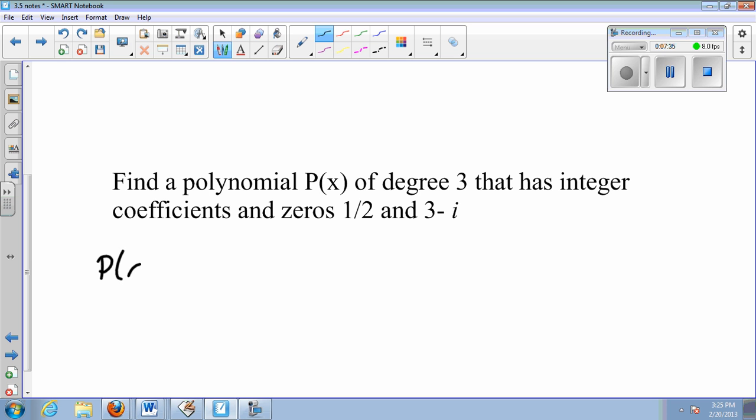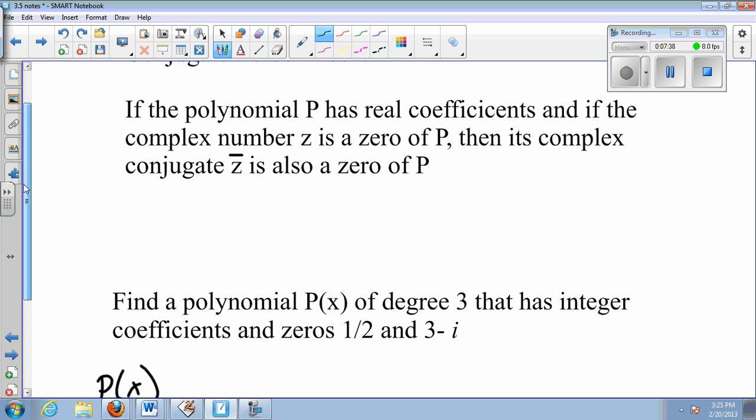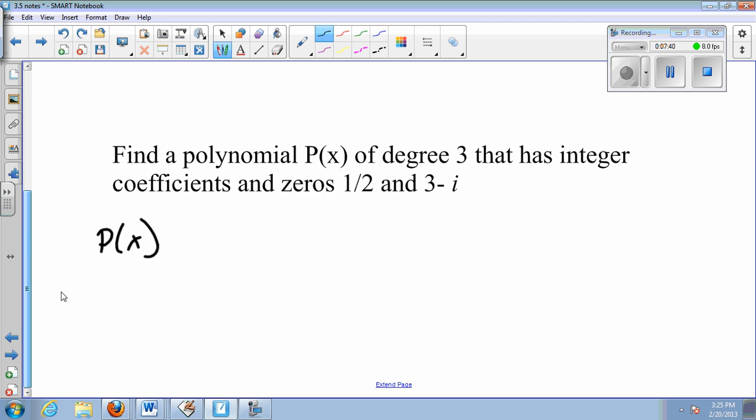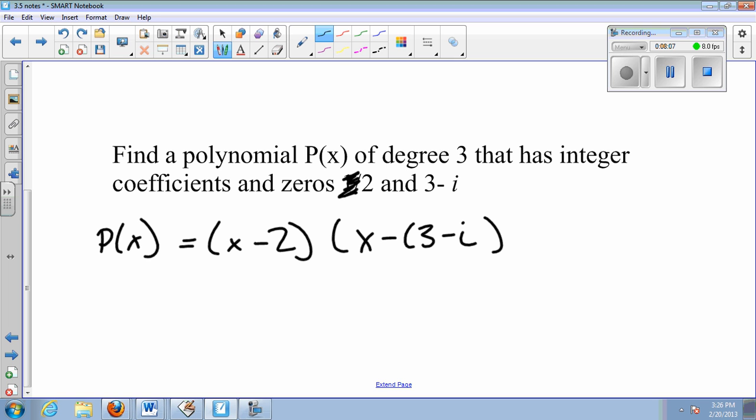So, we get p of x, and we have 3 zeros. One of them is going to be x. Let's make that a 2, not 1/2. x minus 2, x minus 3 minus i, and its conjugate, which is 3 plus i.